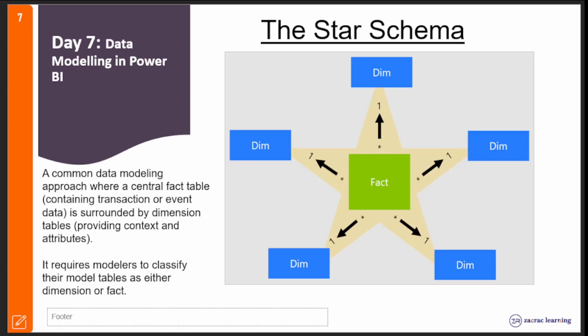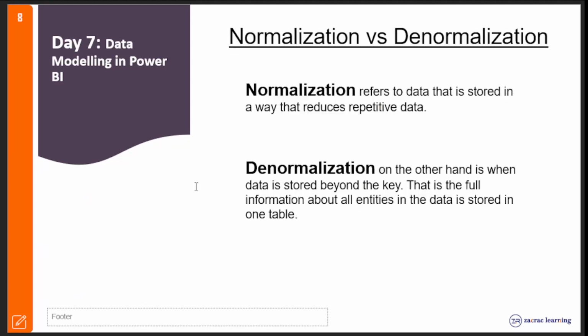So the next thing we are going to talk about is the concept of normalization and denormalization. What is normalization? Normalization refers to data that is stored in a way that reduces repetitive data. Later on in this lesson, I'll show you what denormalized and normalized data looks like. On the other hand, denormalization is when data is stored beyond the key, that is, the full information about all entities in the data is stored in one table.